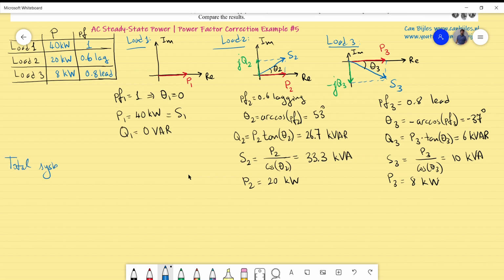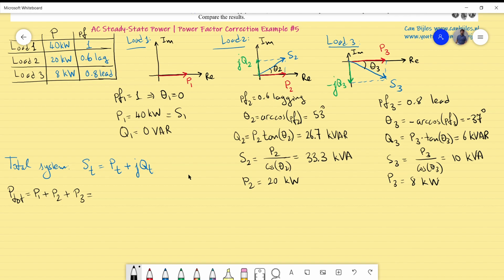So the total system will have, of course, the S total, which is equal to P total plus or minus, we don't know yet, depending on the value of Q, but we will start with the plus, we can always change it, plus jQ total. So this is actually the general formula for the apparent power. And what do we know about the P total? Now, P total is the summation of P1, P2, and P3.